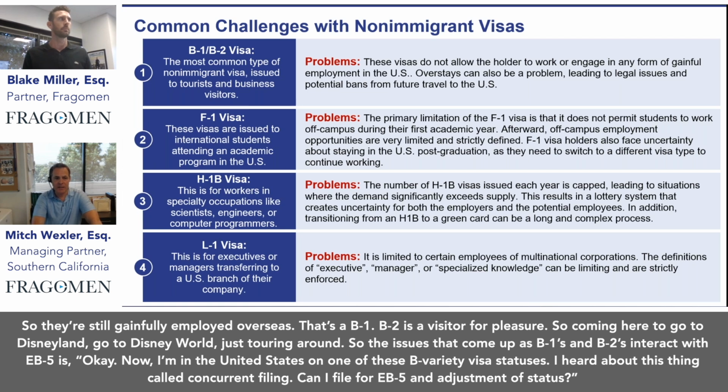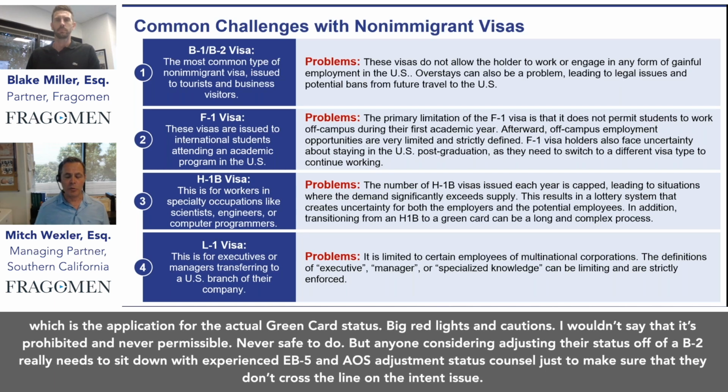The issues that come up as B1s and B2s interact with EB-5 are: okay, now I'm in the United States on one of these B visa statuses, and I heard about this thing called concurrent filing. Can I file for EB-5 and adjustment of status, which is the application for the actual green card status? Big red lights and cautions. I wouldn't say it's prohibited and never permissible, never safe to do. But anyone considering adjusting their status off of a B2 really needs to sit down with experienced EB-5 and AOS, adjustment of status, counsel, to make sure they don't cross the line on the intent issue.